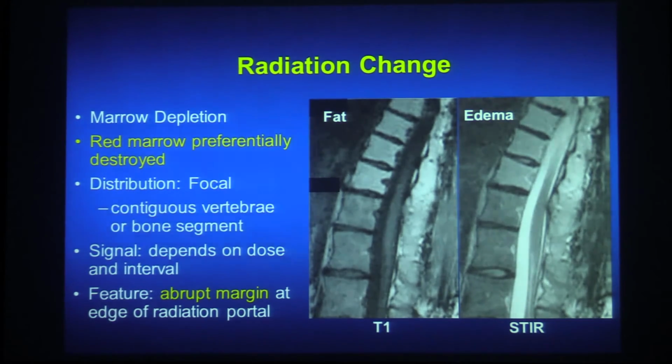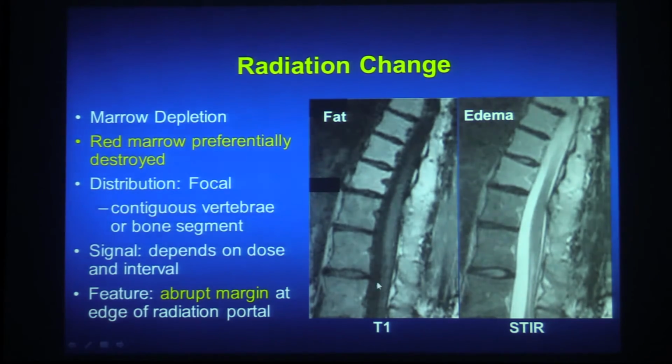You may have seen a patient who got radiation for prostate cancer, and if you look carefully, there's a sharp line of demarcation in the port of radiation with fatty marrow in the radiation port, and this is another example in the spine. So radiation preferentially destroys red marrow, and you're left with fatty marrow. And the appearance will depend on how soon after the radiation.